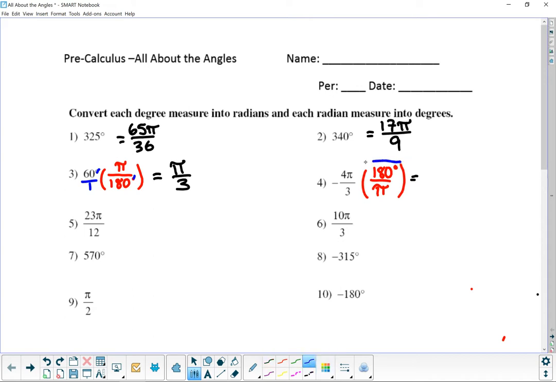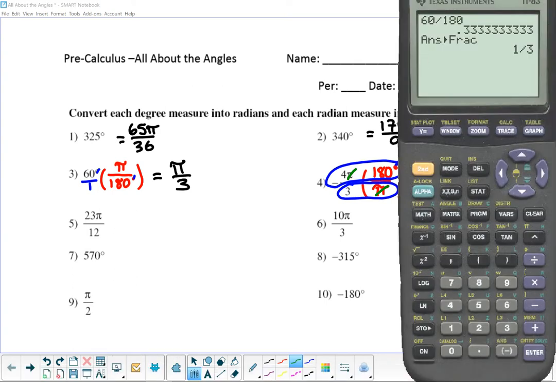I'm just going to go ahead and use the calculator to help me. So on top, I have negative 4 pi times 180, or just negative 4 times 180. And on the bottom, I have 3 times pi. The reason I'm doing this is because I want the pi's to cancel, so I won't have any more pi's. So I really just have negative 4 times 180 degrees on top divided by 3 on the bottom. On top, I have negative 4 times 180, and then divided by 3 on the bottom. That gives me negative 240.